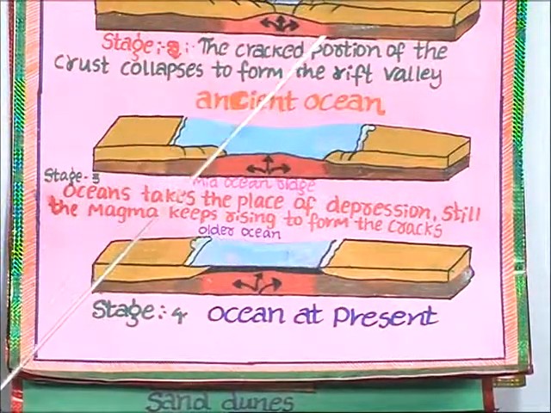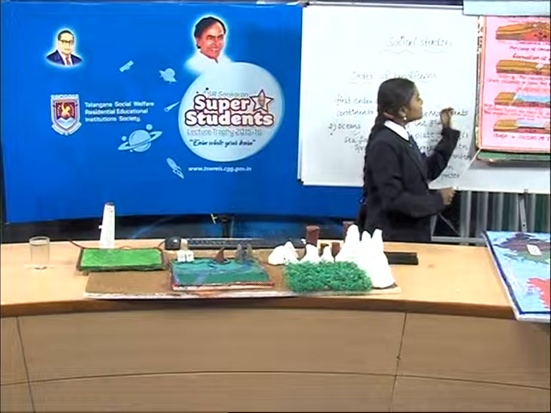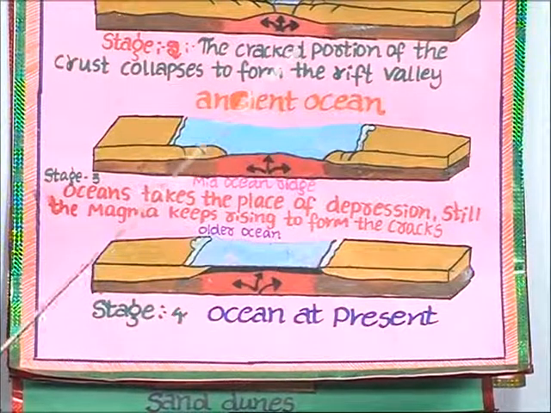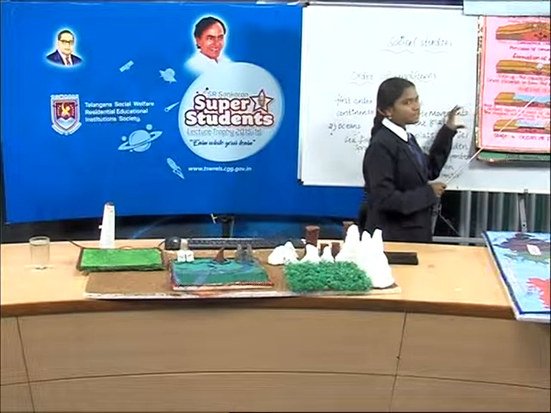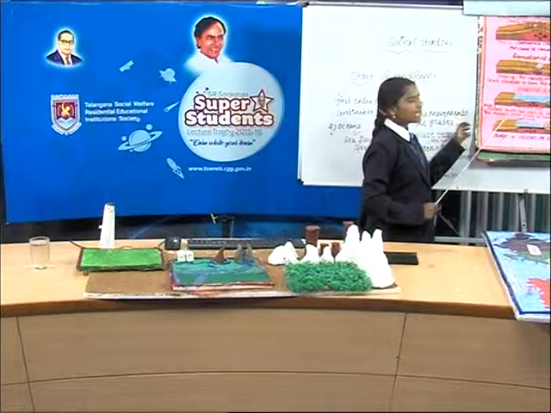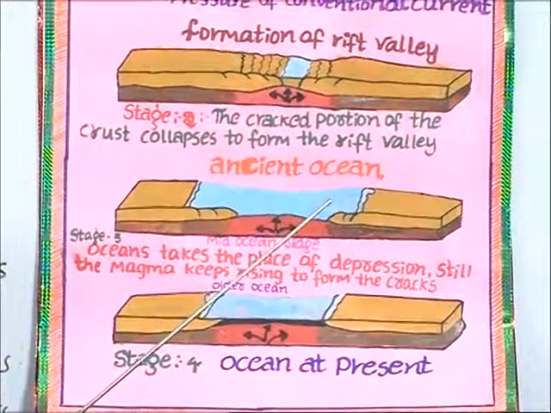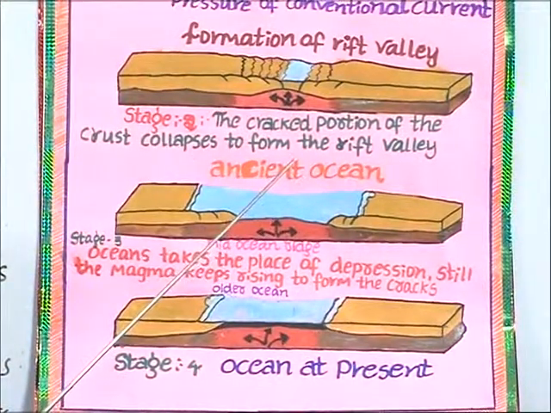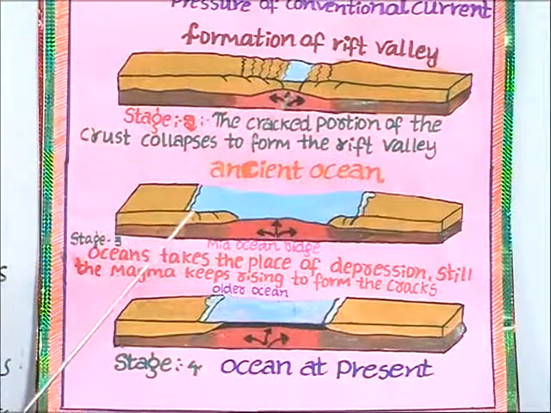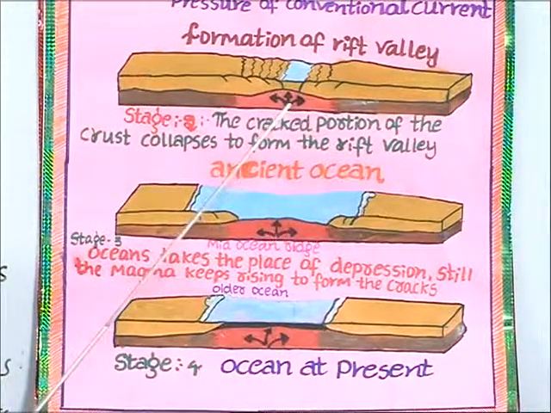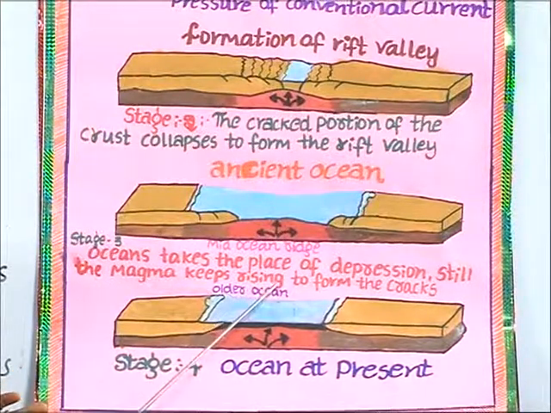After the formation of the rift valley, due to the rain, a small amount of water can store in this rift valley. At that time the ocean takes place. Friends, are you understanding? After the formation of the rift valley, due to the rain, a small amount of water can store in the rift valley. So by that the ocean takes place.